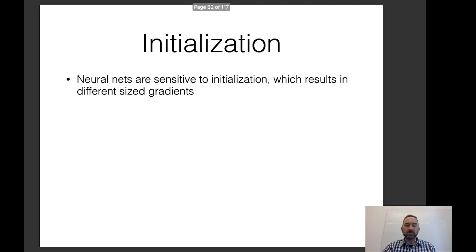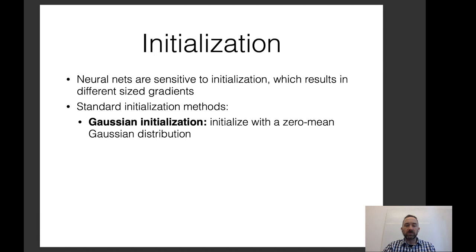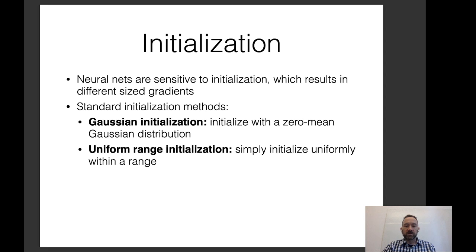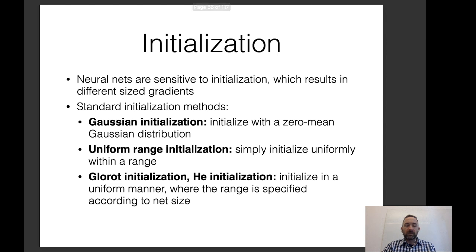Another thing is initialization. So as I commented previously, I believe, neural nets are sensitive to initialization because this results in different size gradients. And standard initialization methods include Gaussian initialization, where you initialize with a zero mean Gaussian distribution. Uniform range initialization, where you simply initialize uniformly within a range. And other initialization methods that essentially initialize in a uniform manner, but they specify the range according to the size of the net. And this was also included in homework number 1, so I think people are familiar with at least Glorot initialization.